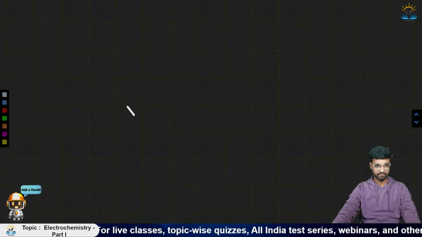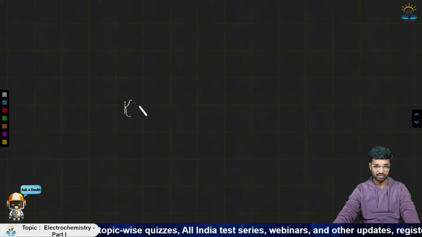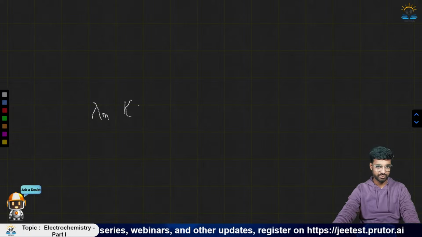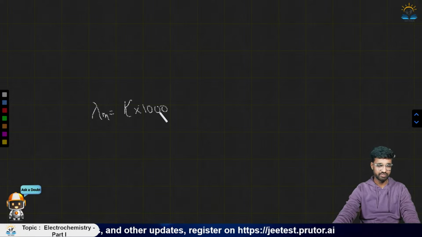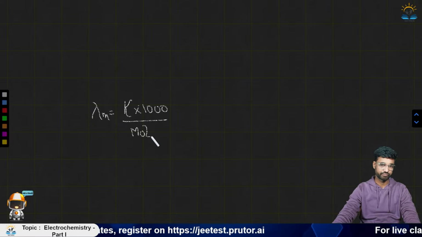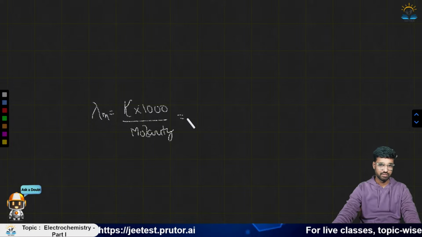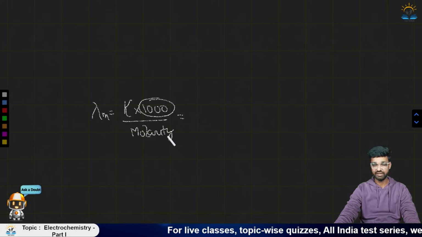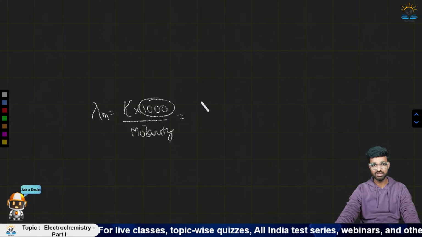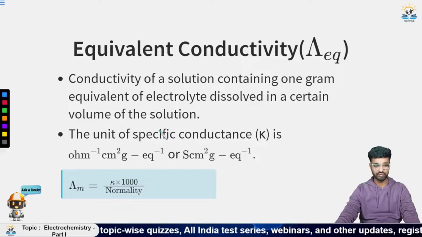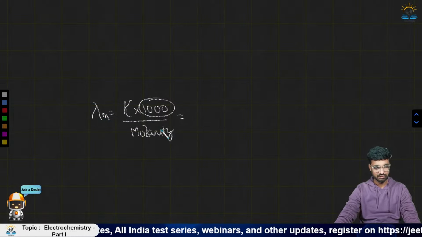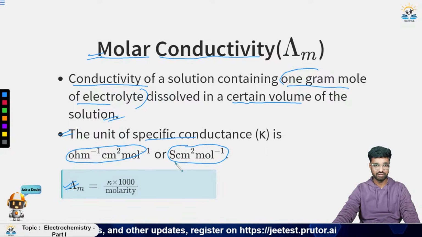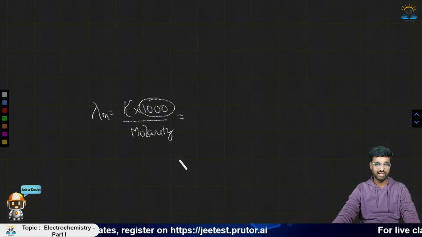So lambda m is equal to kappa into 1000 by molarity. Why are we multiplying it by 1000? To convert this decimeter into centimeter. We are multiplying by 1000 because we see here that it has a unit of centimeter square, not decimeter. So we are first converting this molarity in terms of centimeter.